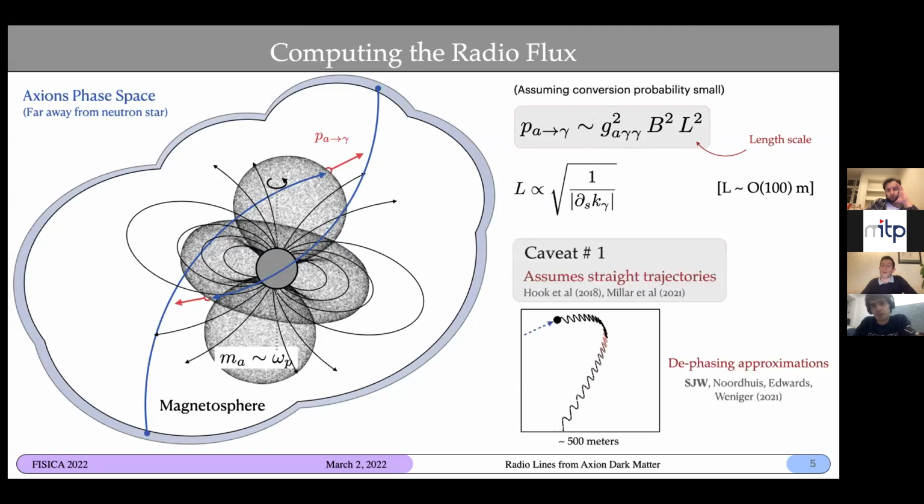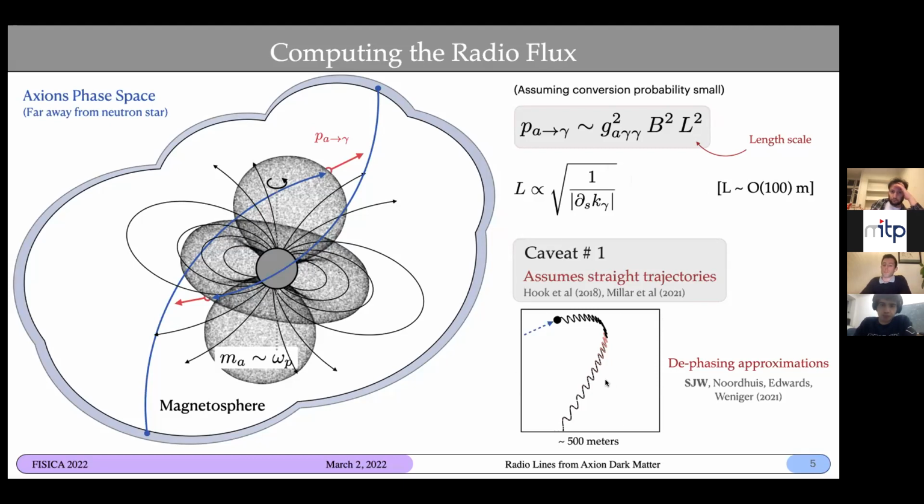Now, there are two caveats here. The first caveat is that all of these calculations of this conversion probability to date, all of the analytic formalisms, have assumed that photons travel on straight line trajectories over these length scales. Now, as we heard in Sasha's talk, radio photons in the magnetospheres of neutron stars do not undergo straight line trajectories. They are actually extremely strongly influenced by the presence of the plasma gradients. And so you expect these photons to undergo extremely strong refractions and reflections in the plasma.